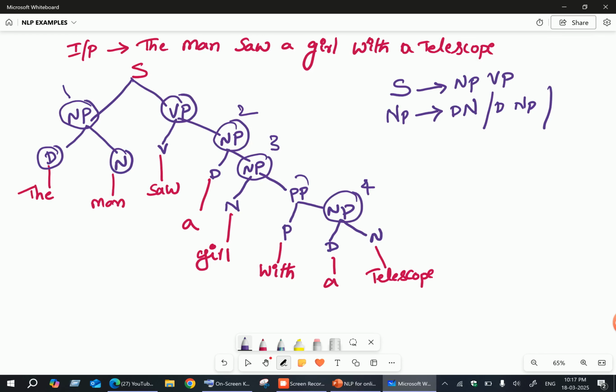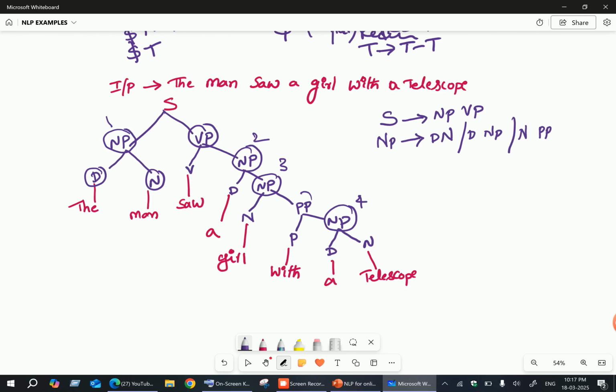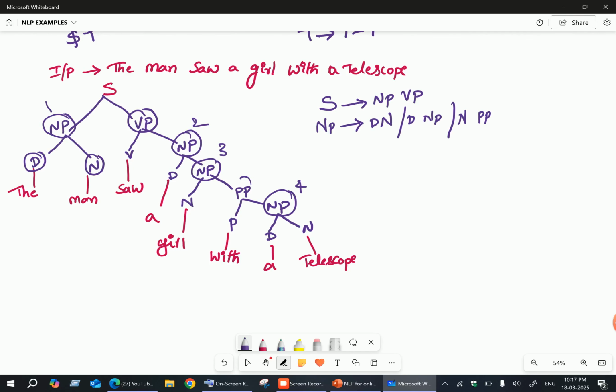And the third one, where is the third one? Here again noun and preposition phrase, right? Noun and preposition phrase. So then again one more noun phrase, that is determinant and noun. Already it was included, even though you can write down like this, determinant and noun. So now noun phrase was completed.